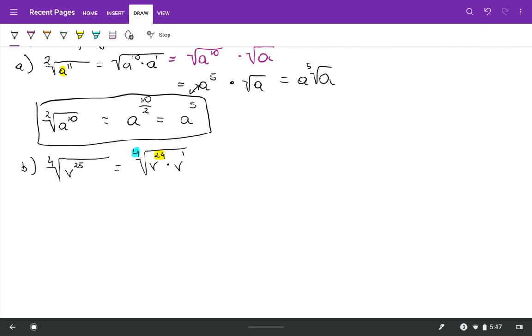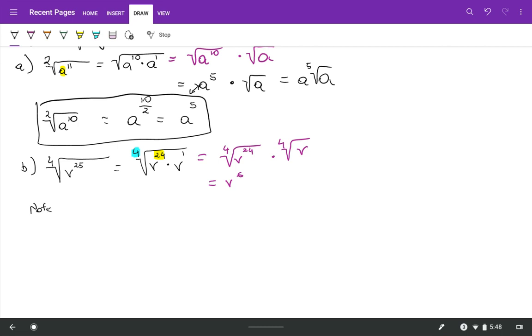So now what we're going to do, we're going to rewrite that as radical of index 4 of v to the power of 24 times radical of index 4 of v. And here, radical of index 4 of v to the power of 24 will be v to the power of 6. So the shortcut is how quickly I know that this is v to the power of 6. Technically, the shortcut is that I'm taking that 24 right here and dividing by 4. So 24 divided by 4 will give you 6.